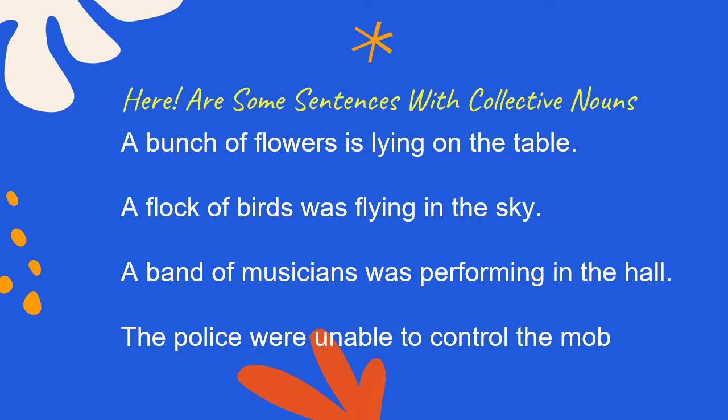Here are some sentences with collective nouns. A bunch of flowers is lying on the table. A flock of birds was flying in the sky. A band of musicians was performing in the hall. The police were unable to control the mob.